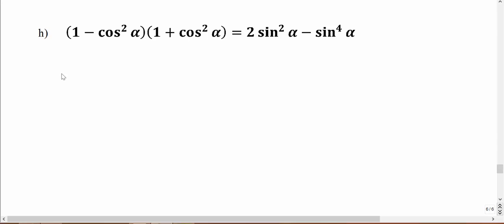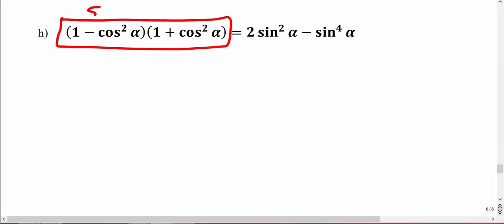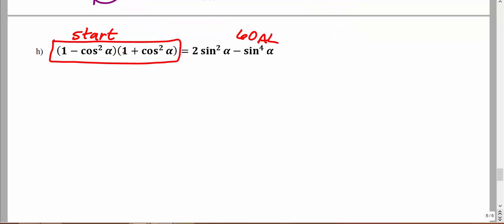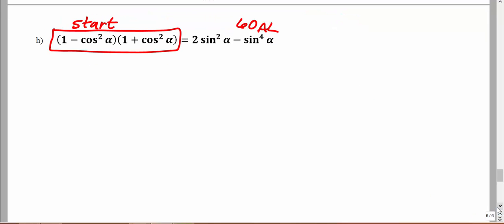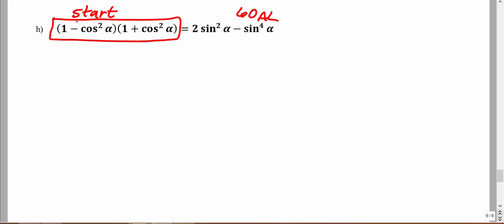To verify this identity, I am going to start with the left-hand side and show that I can get to my goal of the right-hand side. One of the reasons why I'm going to choose to do that is because we have basically a Pythagorean identity right there: 1 minus cosine squared.